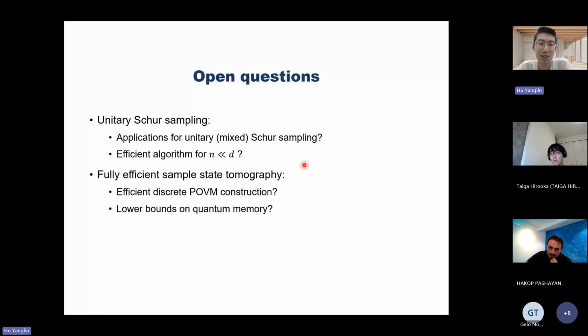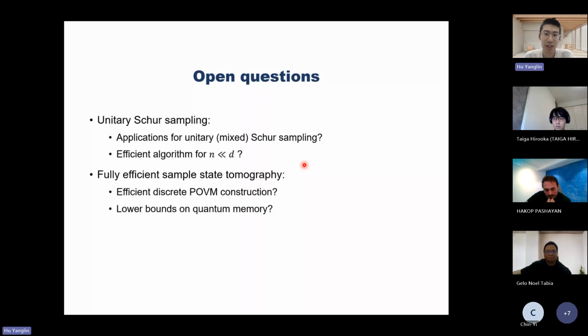And also, we could find a lower bound on quantum memory of the state tomography algorithm. This is also something we can look at. Okay, so basically this is the talk. This is all about the talk, and I'm happy to answer any questions.